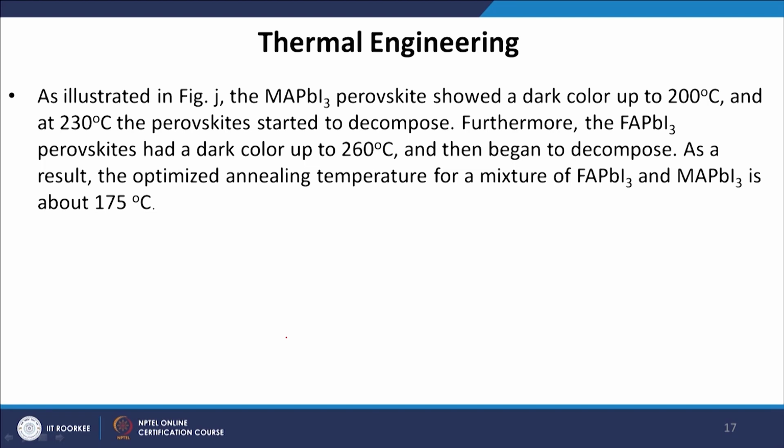So, as shown in the figure, the MAPbI3 perovskite showed a dark color at 200 degrees centigrade, and at 230 degrees centigrade the perovskite started decomposing. Furthermore, the FA-based perovskite had a dark color up to 260 degrees Celsius, and thereafter it started decomposing. So, basically the FA-based perovskite has better thermal stability than the MA-based perovskite. As a result, the optimized annealing temperature for a mixture of FA- and MA-based perovskite is 175 degrees centigrade, where you get a uniform coating and also a very uniform grain size.